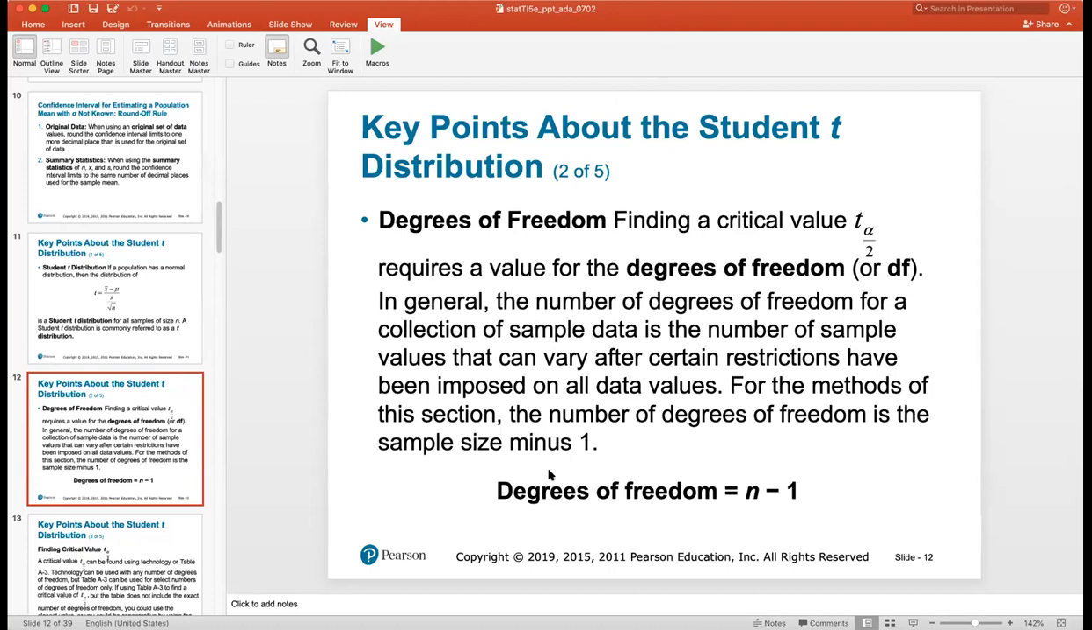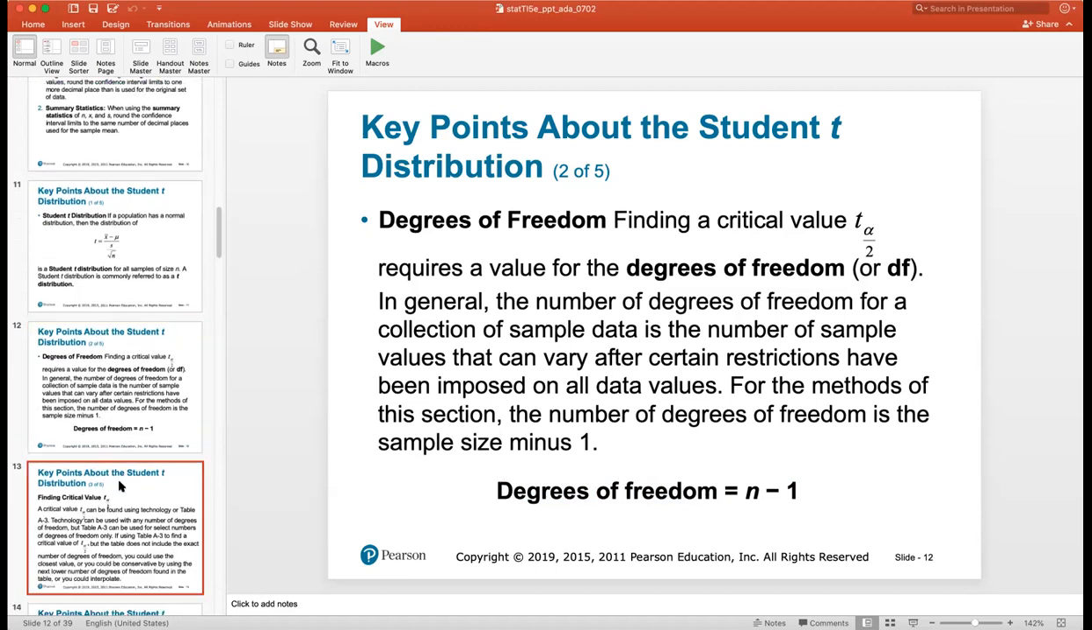So, the explanation for this one is beyond the scope of this subject, so I'm not going to explain why you subtract. We have to subtract 1 from n. So let's just set the degrees of freedom to n minus 1.